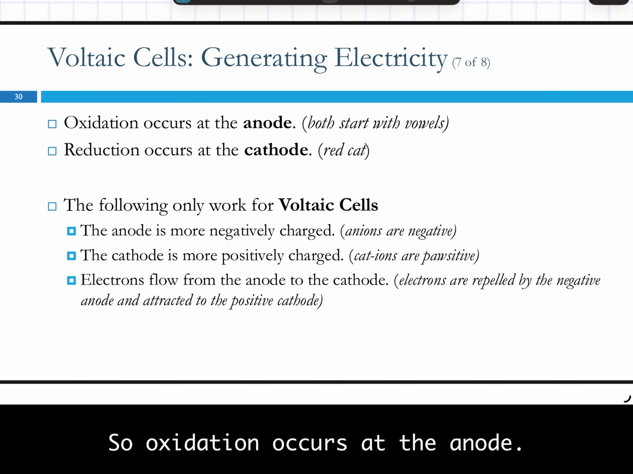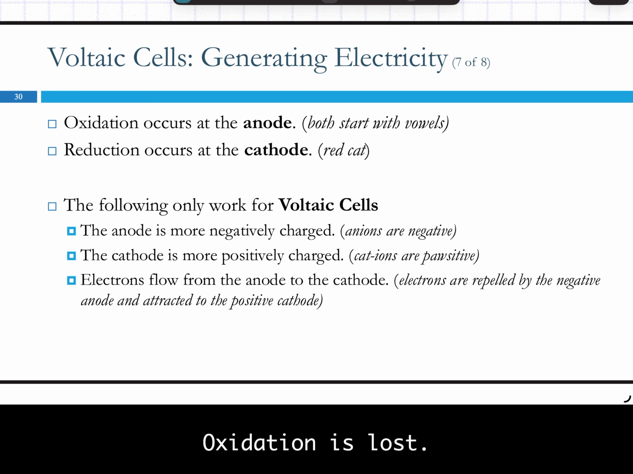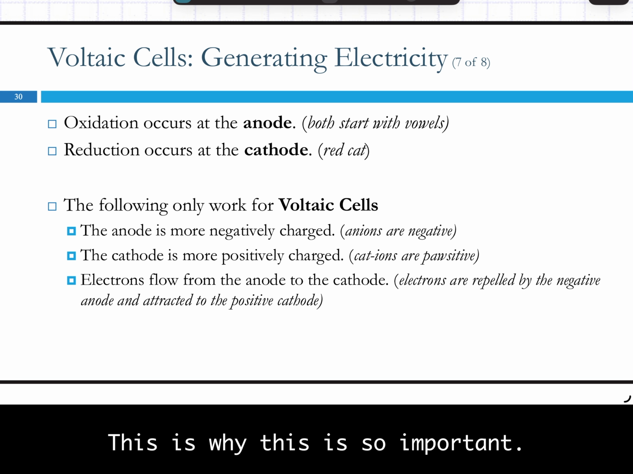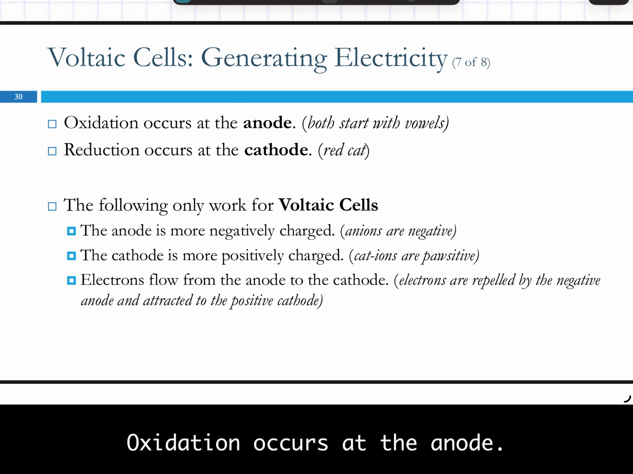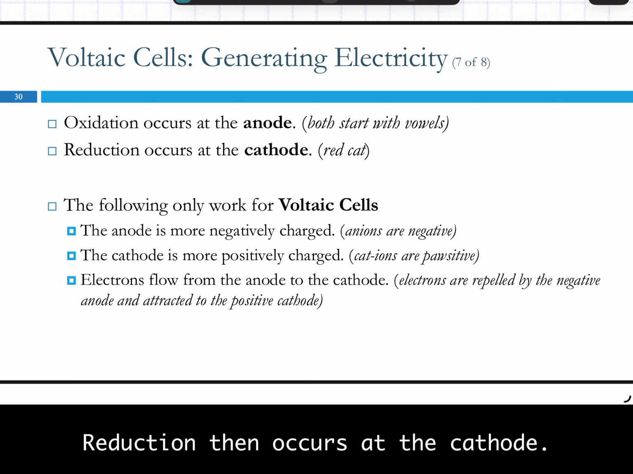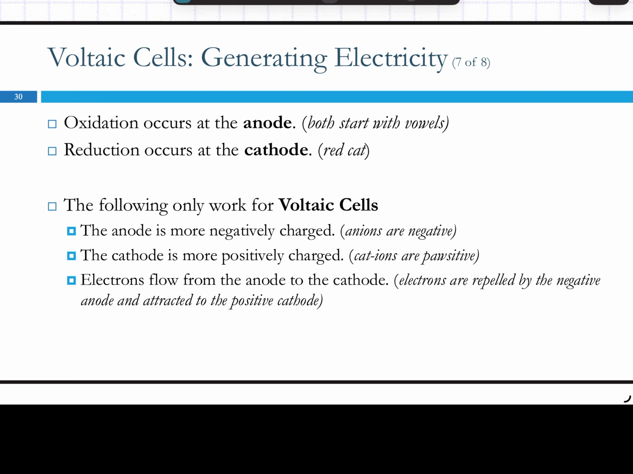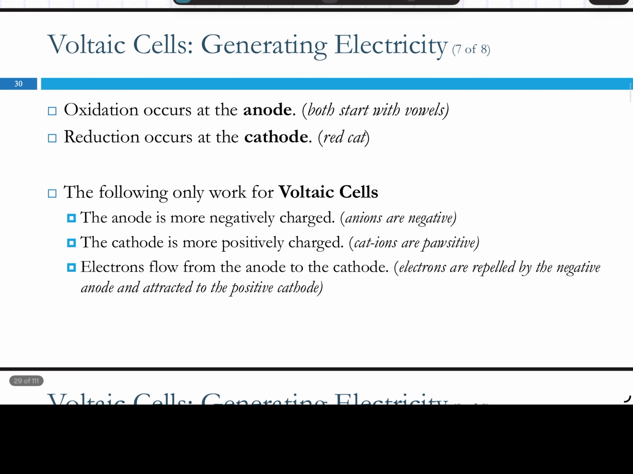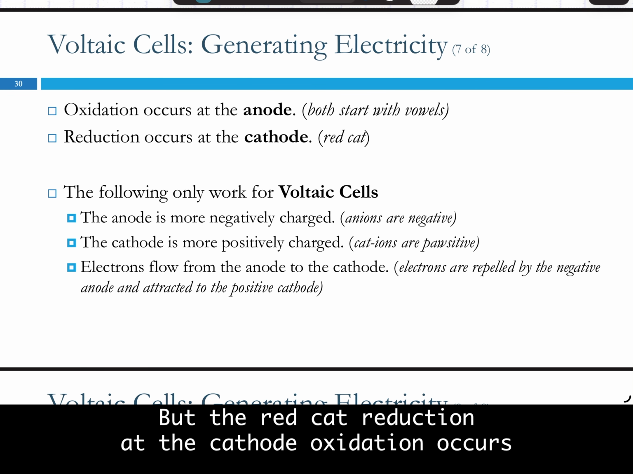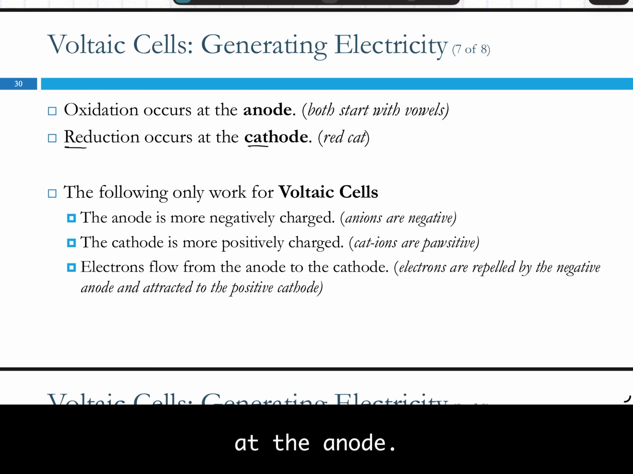So oxidation occurs at the anode. Oxidation is loss. We start at the anode, electrons are lost there. This is why this is so important. Now you can never forget. You have no excuses. Oxidation occurs at the anode. Reduction then occurs at the cathode. Oh shoot, somebody gave me a better mnemonic for remembering these. But the red cat: reduction at the cathode. Oxidation occurs at the anode.